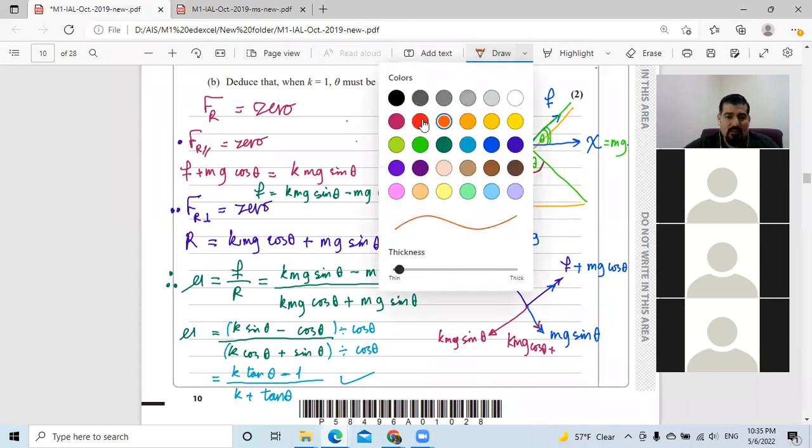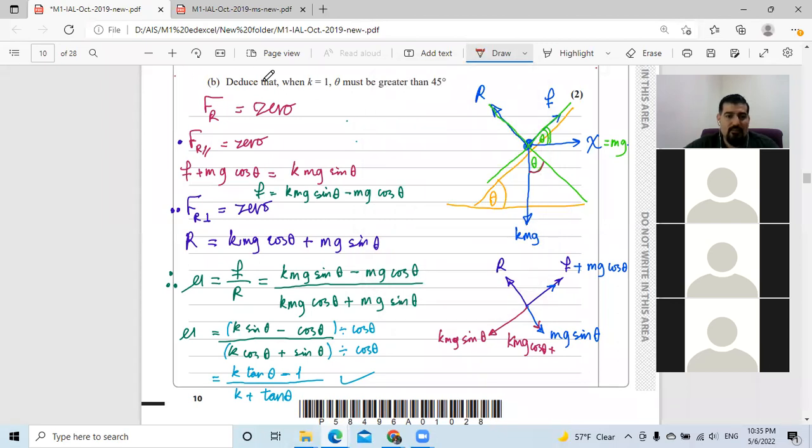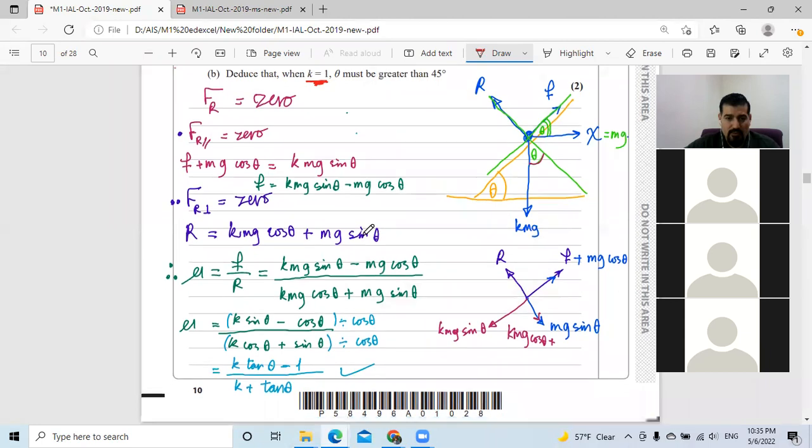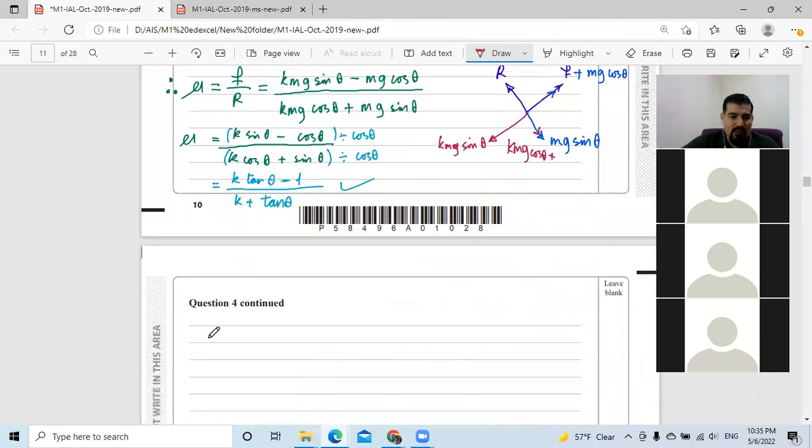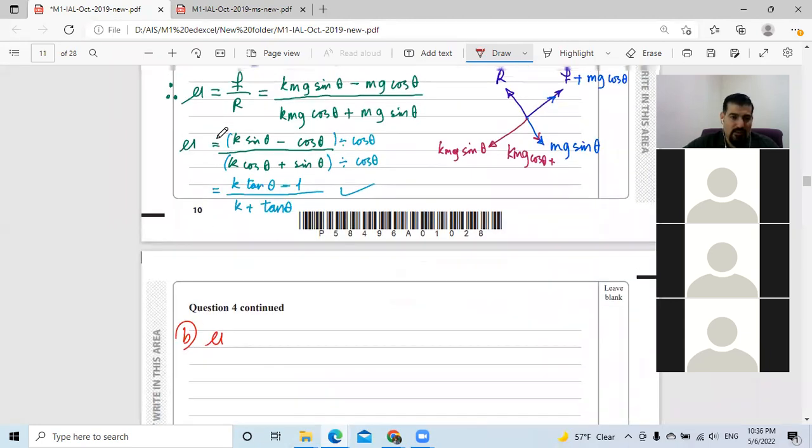Part B, what do they ask? Deduce that when k is equal to 1, theta must be greater than what? 45 degrees, 2 marks. Now look here, this is part B. All this is part A.